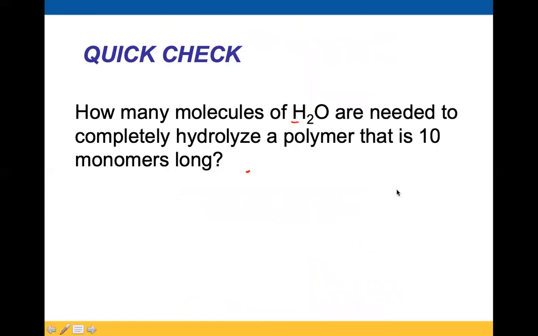So this little quick check we've done in the past: how many molecules of water are needed to completely hydrolyze a polymer that is 10 monomers long? I only have my trackpad, so this is going to be kind of tough to do, but the answer is, if it's 10 molecules in length, that means it's made up of 10 individual monomers, so it's going to be 9 bonds. So you would have to have 9 molecules of water to break that one up.